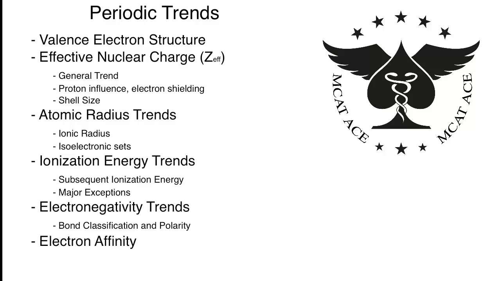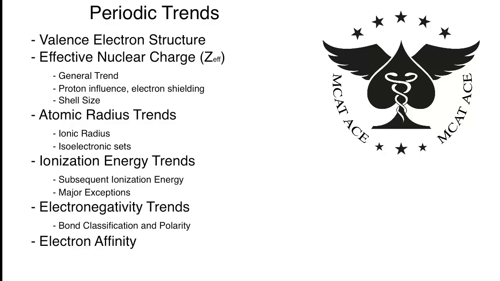And then we will take a look at electronegativity trends, which we have discussed in some other videos. Bond classification and polarity. So electronegativity talks about how well an element is going to take a hold of or share electrons when it's involved in a bonding relationship, and this can classify the bond as nonpolar, covalently polar, or all the way up close to ionic, depending on the difference in electronegativity values between the bonding partners. And then finally, to wrap up, we'll look at electron affinity.